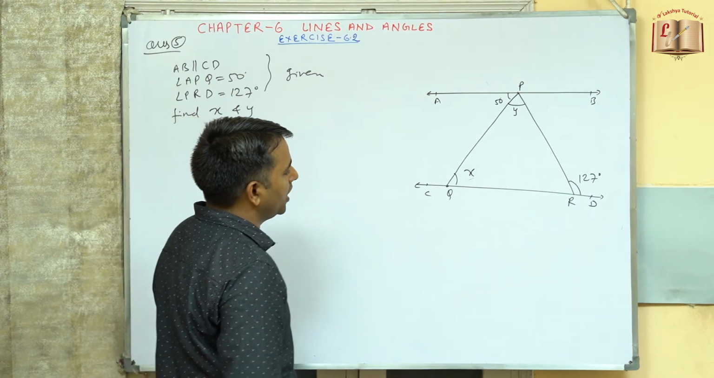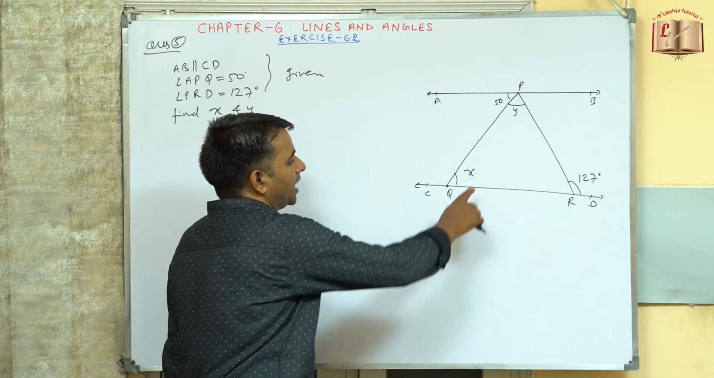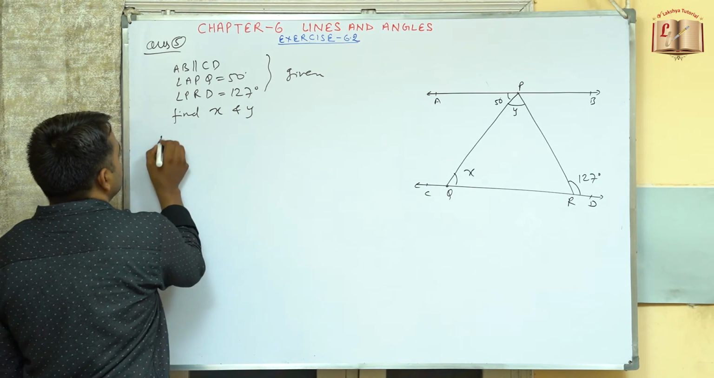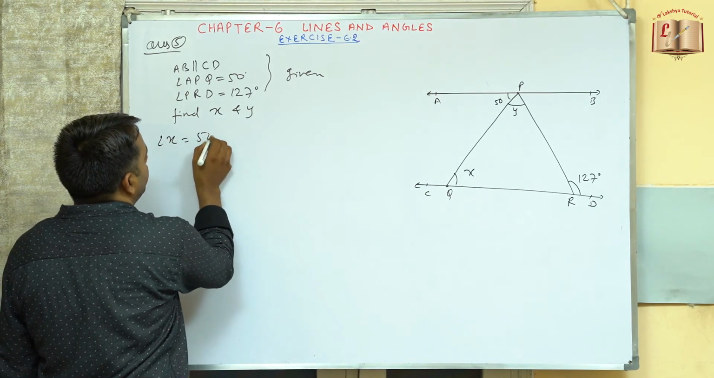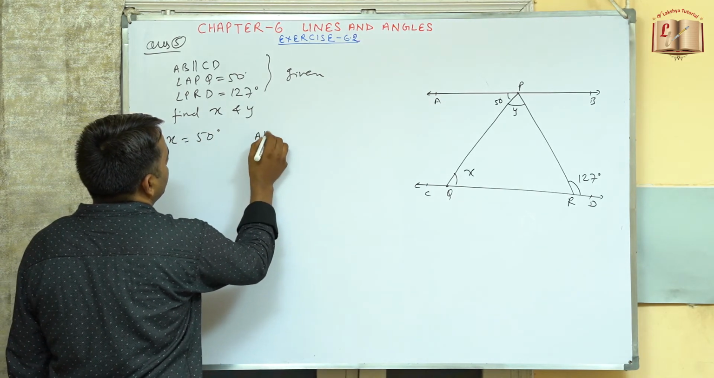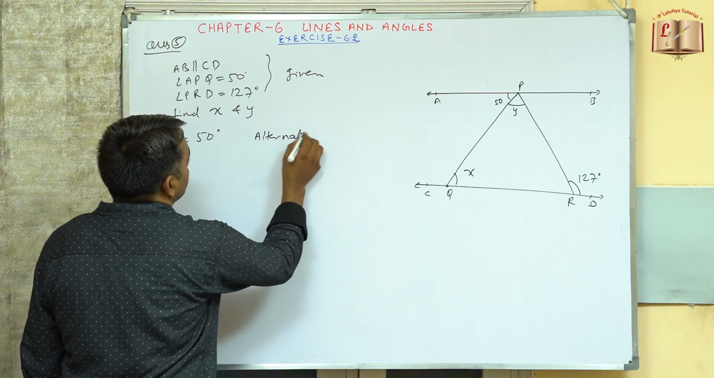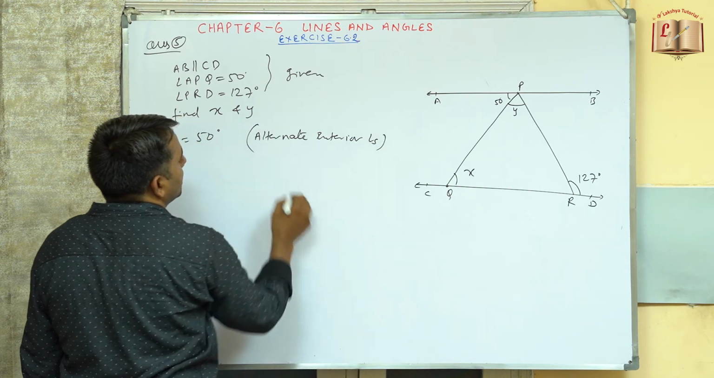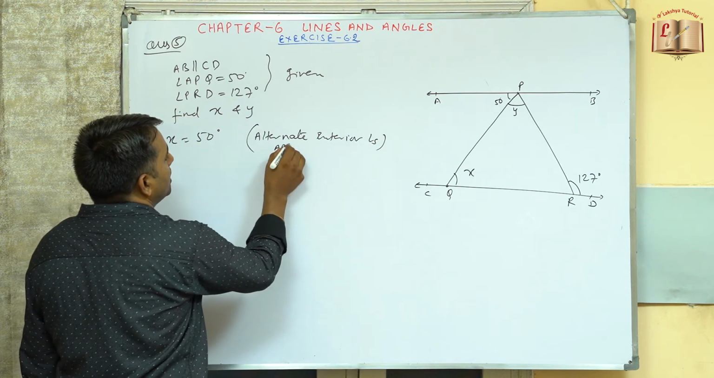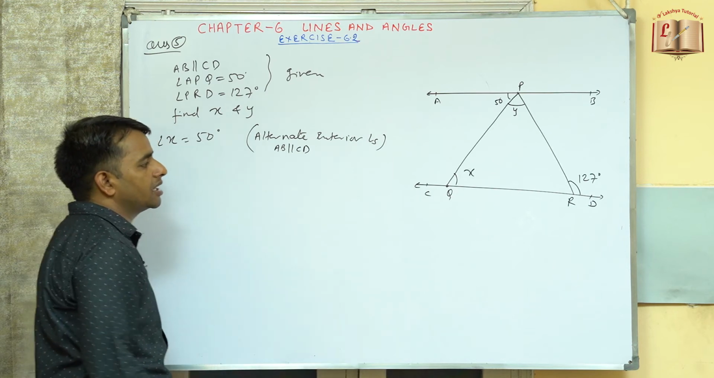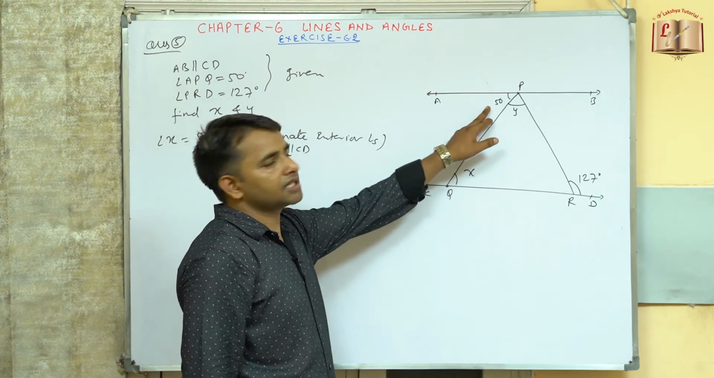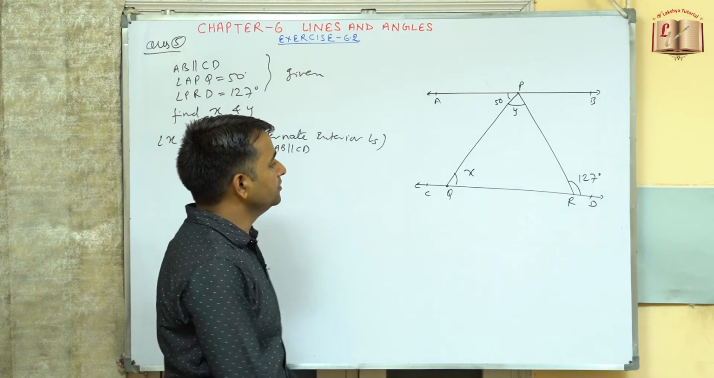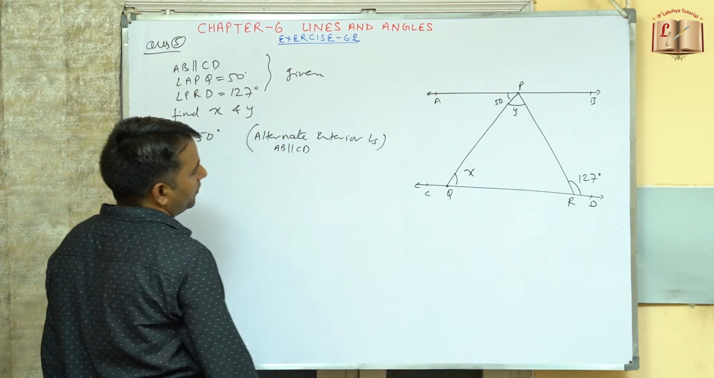Now see, to find out angle X and Y, angle X will be equal to 50 degree, alternate interior angles. So angle X will be equal to 50 degree. Straight away we can write alternate interior angles, because AB is parallel to CD, this is already given. So this angle and this angle, they are the alternate interior angles. Alternate interior angles are equal. So we got angle X as 50 degree.